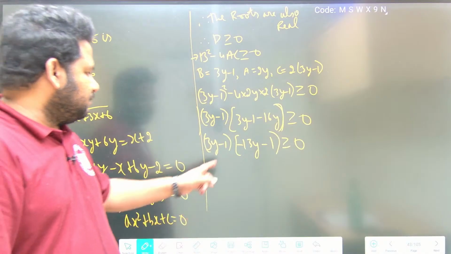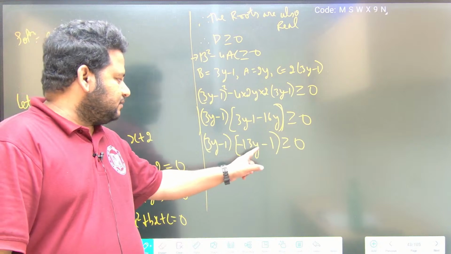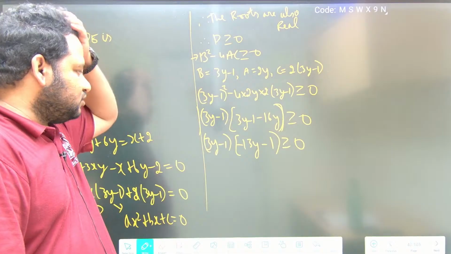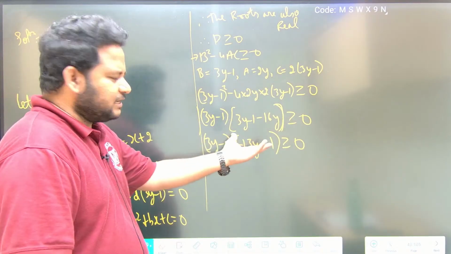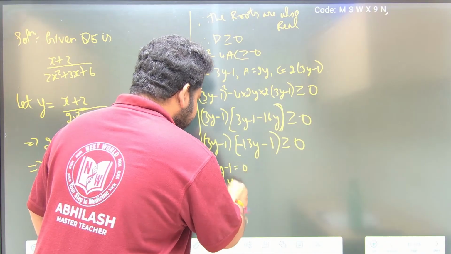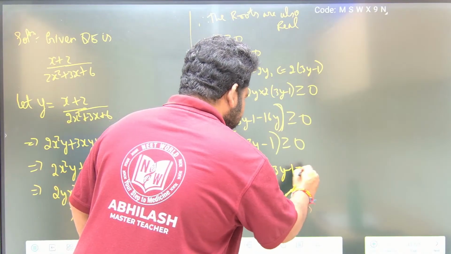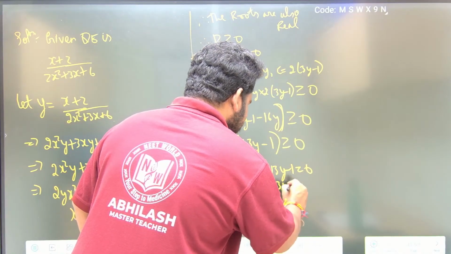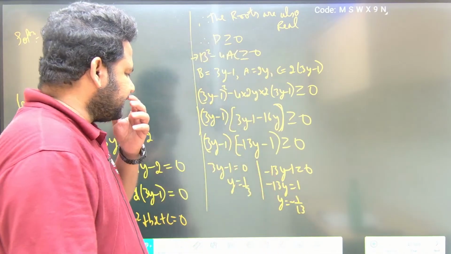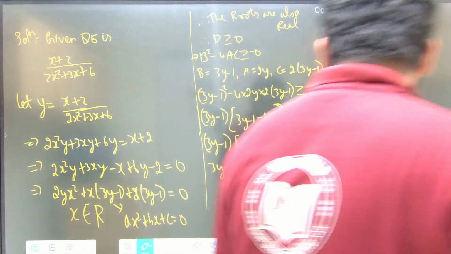Now I have minus 13y minus 1 is greater than or equal to 0. Keeping it like this, if I make 3y minus 1 equal to 0, y is equal to 1 by 3. Similarly, if I make 13y plus 1 equal to 0, 13y is equal to minus 1, so y will be equal to minus 1 by 13. This is what I will have. Now, what is the range of this?